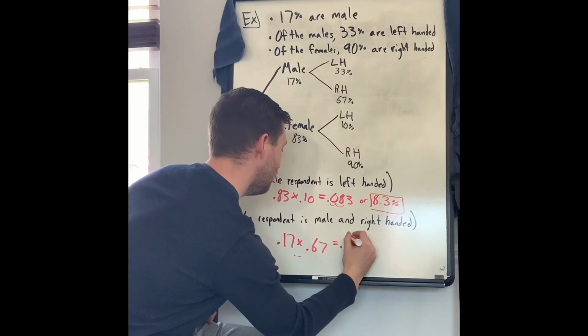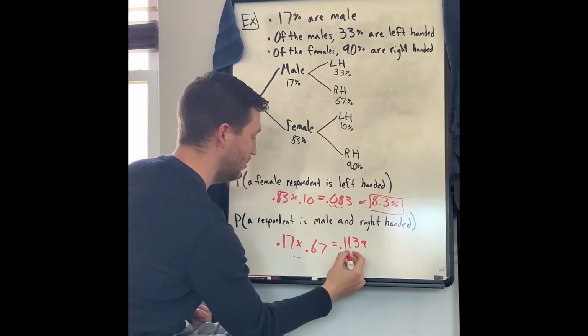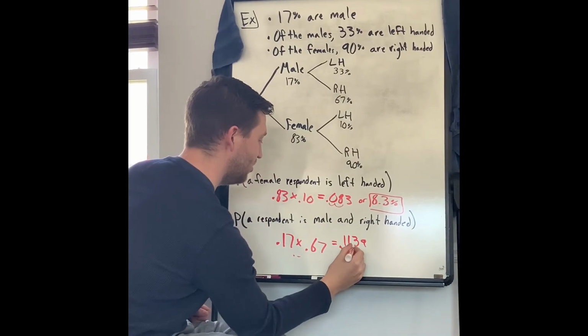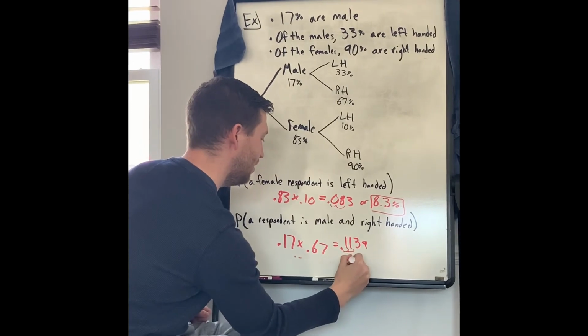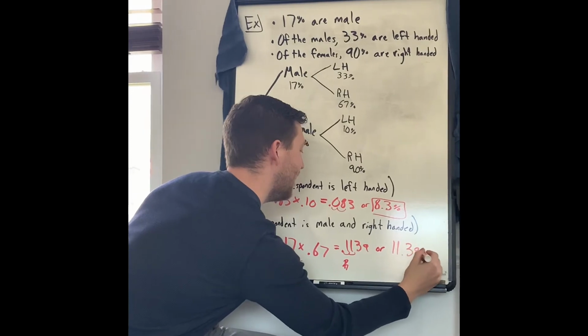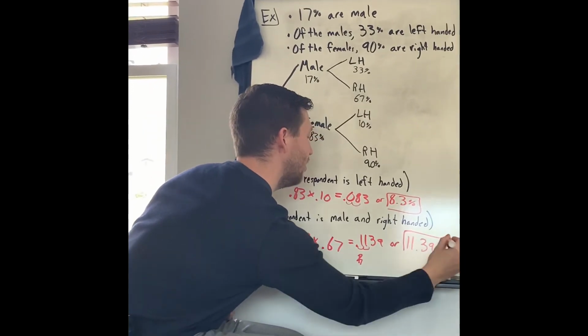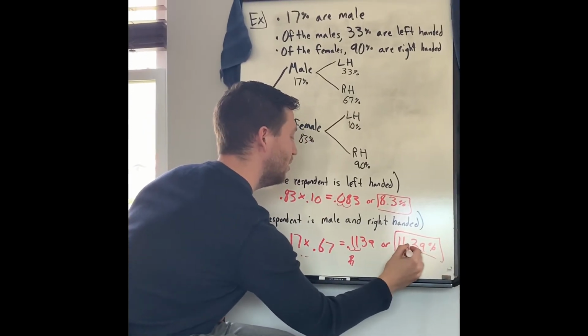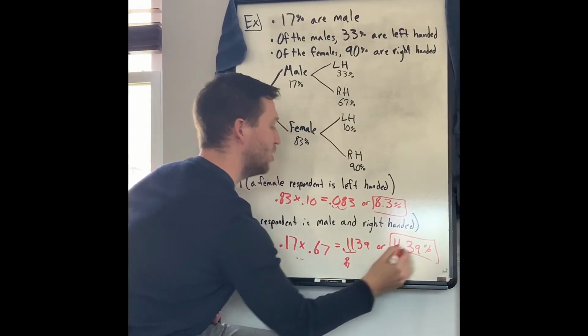0.1139 as a decimal. I want it as a percent, so I move it twice. That would be 11.39%. Okay, remember if you're rounding, as long as it's close to this, I'm cool with it.